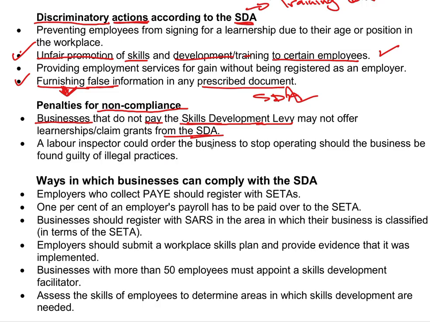So we take this one. If you don't pay the skills development levy, you may not offer learnerships or claim grants from SDA. So for you to claim the grants, you have to comply. You have to pay the Skills Development Levy. So we go to the next one.